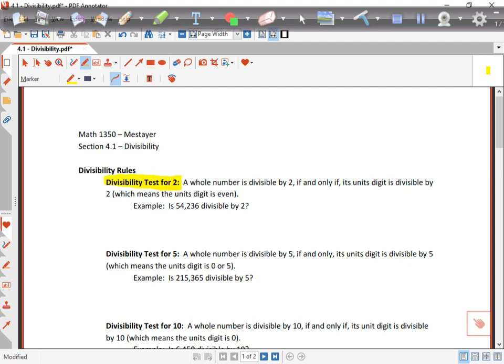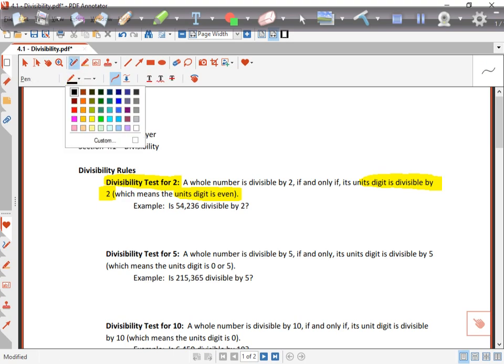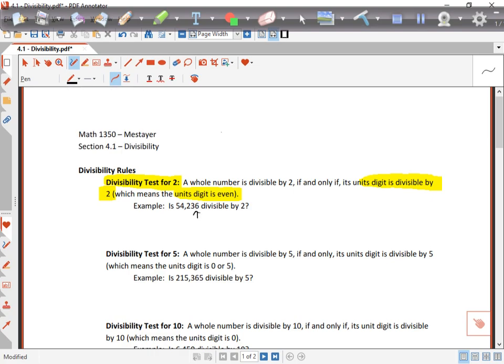If a number is divisible by 2, then its units digit is divisible by 2. It also means the units digit is even. So if I'm looking at this first one, and I want to know, is it divisible by 2? I just look at the last digit and say, yes, it's even. So then, yes, it's divisible by 2.